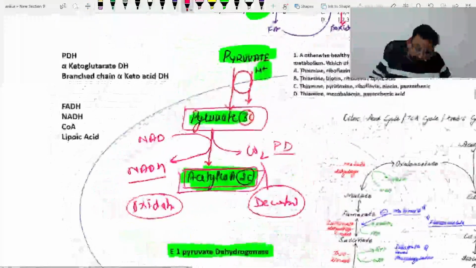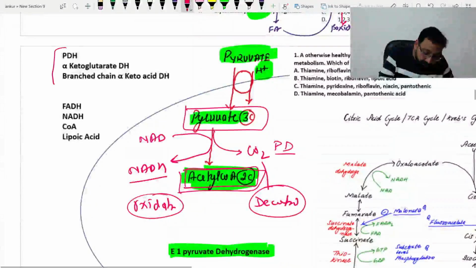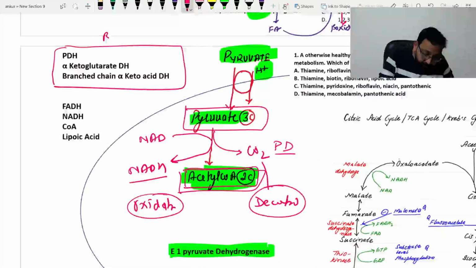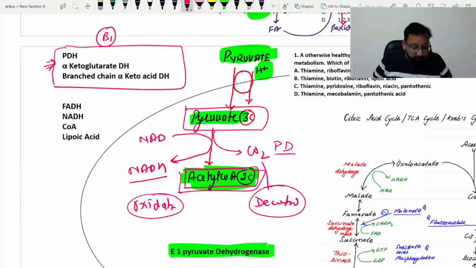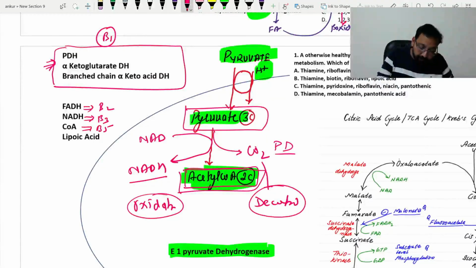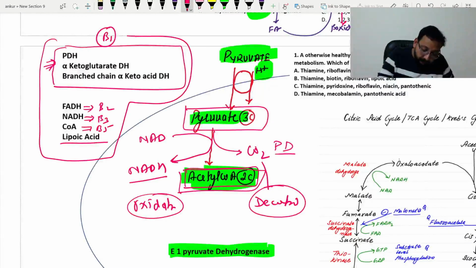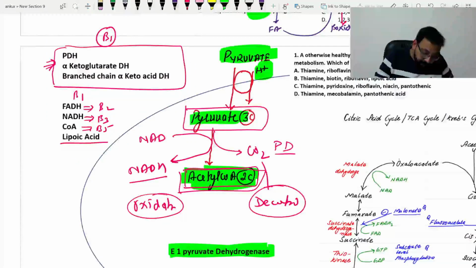Oxidative decarboxylation of alpha keto acid, cofactor is vitamin B1. So for these three enzymes, the cofactor is vitamin B1. Wherever FAD is there, the cofactor is B2. In biochemistry, wherever NAD is there, the cofactor is B3. Coenzyme A cofactor is B5, and lipoic acid. All these cofactors, B1, B2, B3, B5, and lipoic acid, are cofactors for these three enzymes.